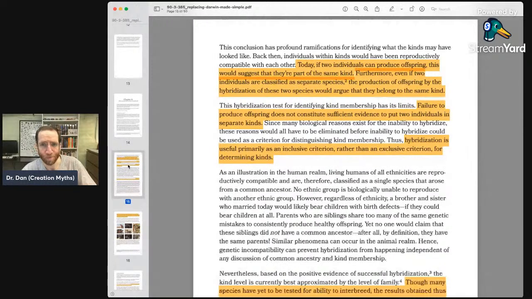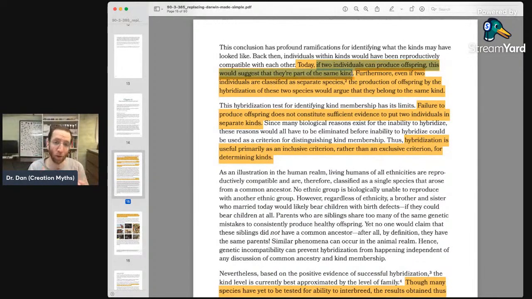So he starts with an interesting idea here, that if two individuals can hybridize, that would suggest they're the same kind. Hybridization is a really interesting standard for kind because that would imply an extremely wide definition of kind, in some cases way wider than creationists would use.